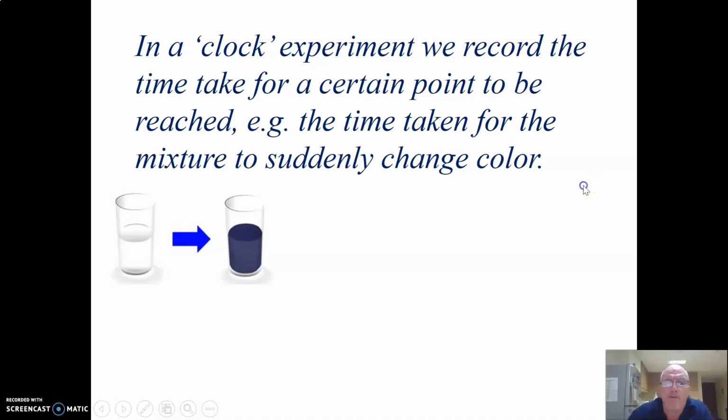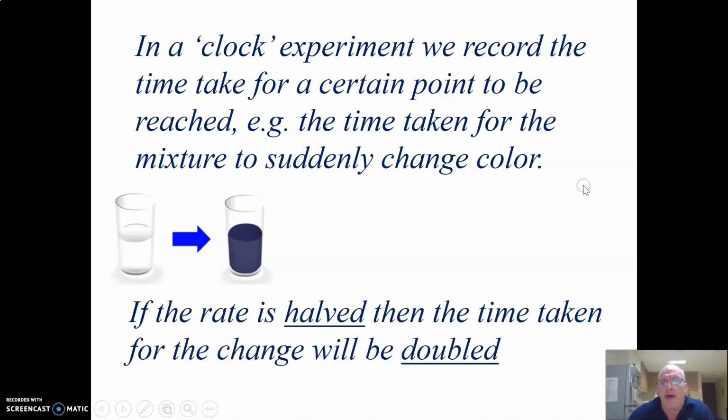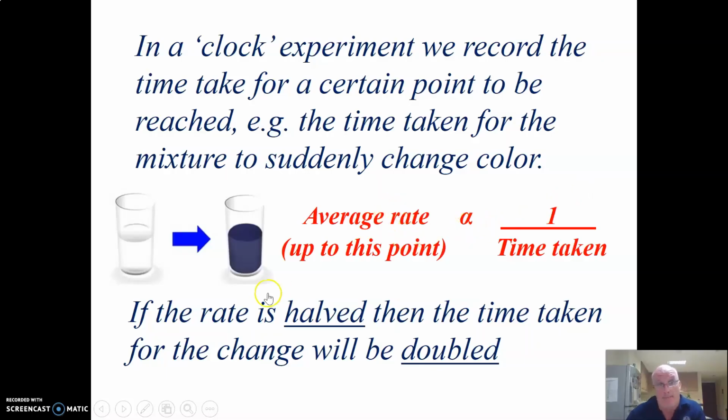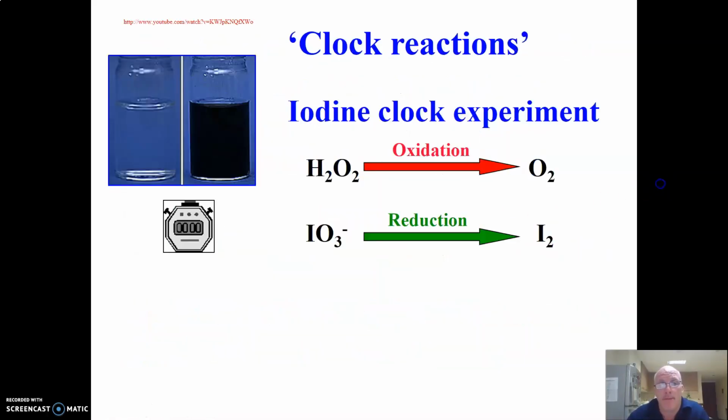So I hope you worked out that the average rate up to the point where it changes is proportional to 1 over the time, okay? So if the time has doubled, then the rate is halved. If the time is quadrupled, then the rate is only a quarter of what it was at the beginning in your first experiment, okay? Couple of clock reactions that you will see with me as we go through the term.